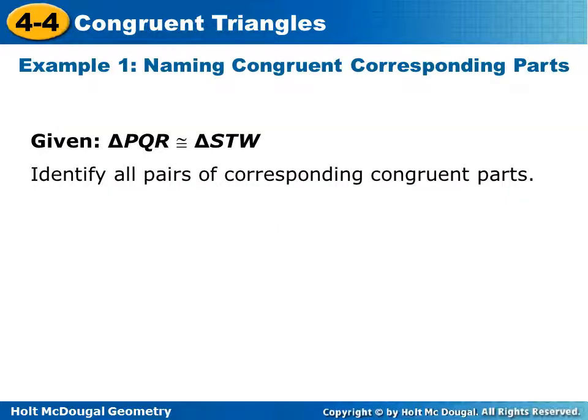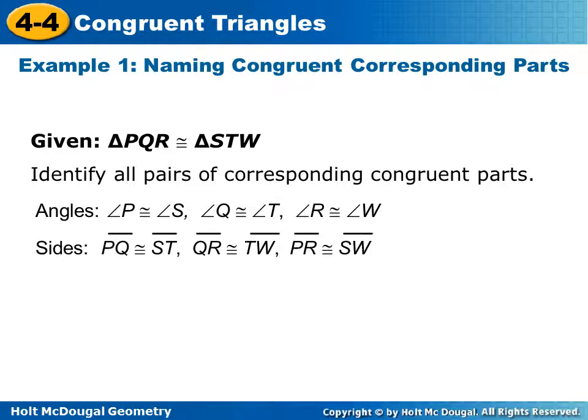So here we want to identify all pairs of corresponding congruent parts. For our angles, we would say P and S are congruent, Q and T are congruent, and R and W are congruent. And then we could also name our sides: PQ to ST, QR to TW, and RP to WS, or SW.